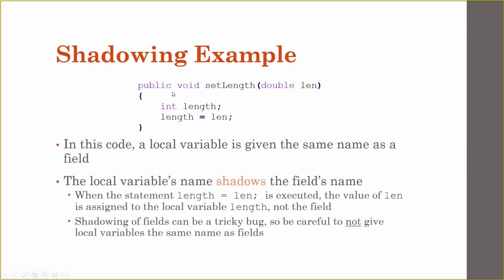Java is not smart enough to know, when I say length receives len, that I mean the field length. It's going to assume that I mean this local length and not the field length. So that's what shadowing does. It can be a tricky bug to deal with because it's not going to throw an error necessarily. Your code will still compile and function, but it is something to watch out for.